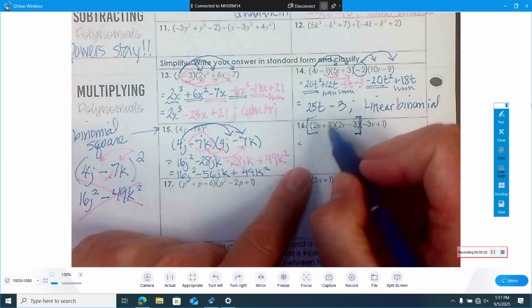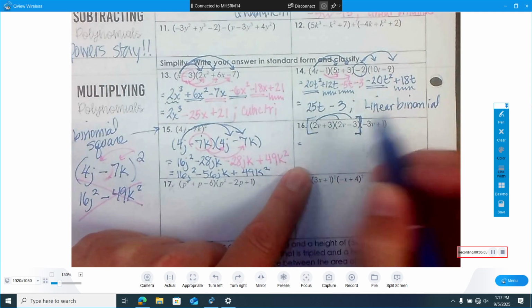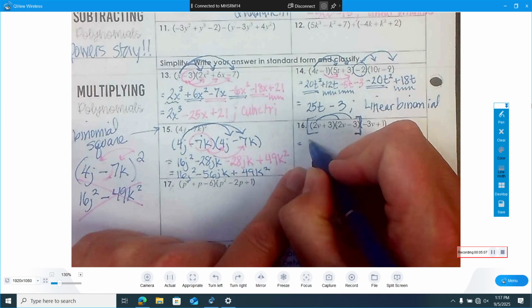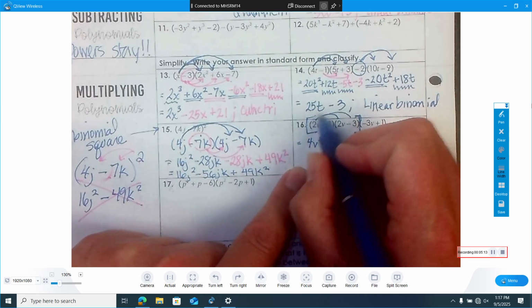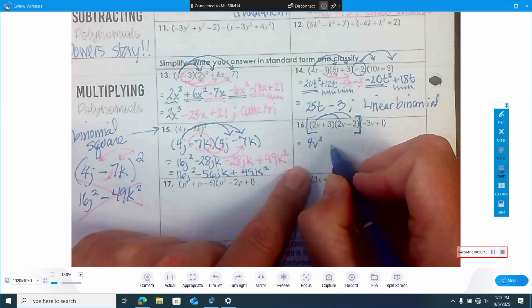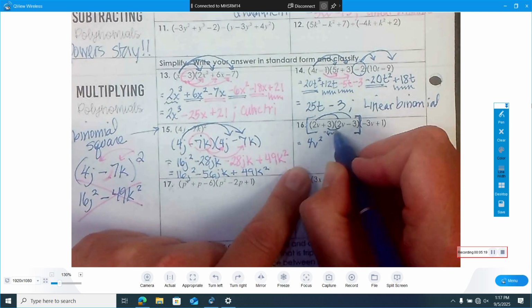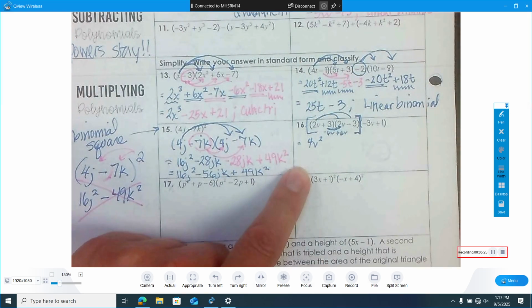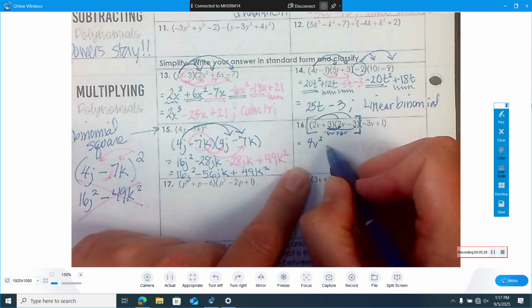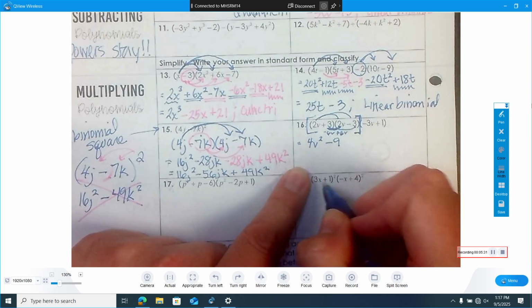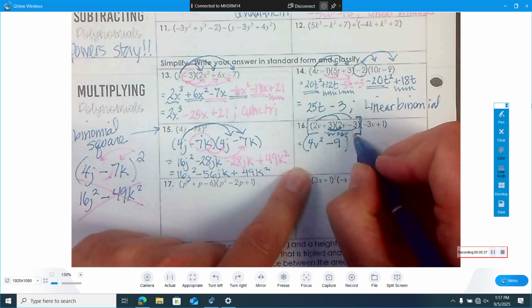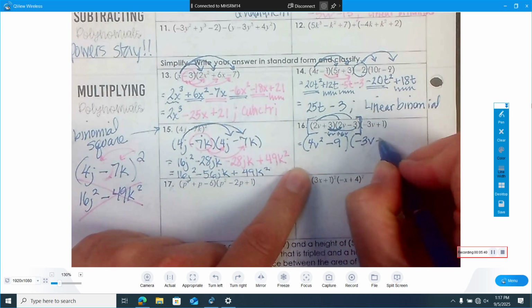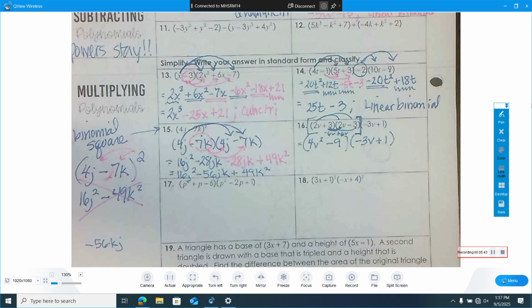So if we were to FOIL these together, 2v times 2v is 4v squared. And what happens when we do the outside product? What do we get? Negative 6v. But then when we do the inside, what are we going to get? Positive 6v. So those go away, which is super handy. And then last times last is going to be negative 9. So that product simplifies very easily to 4v squared minus 9. And now I still have to multiply in the negative 3v plus 1.